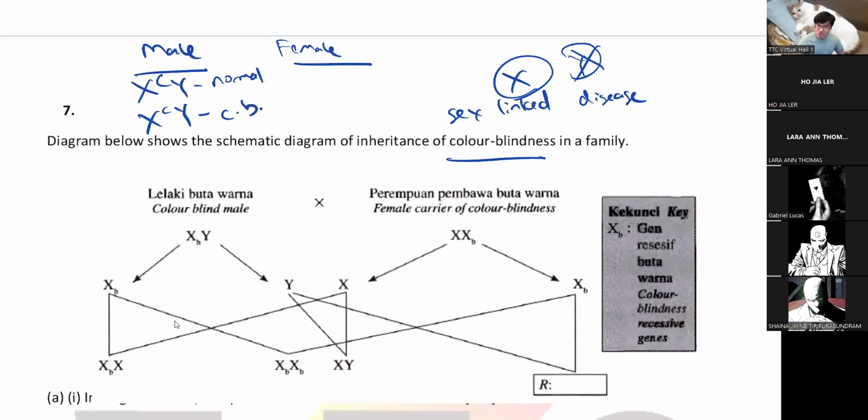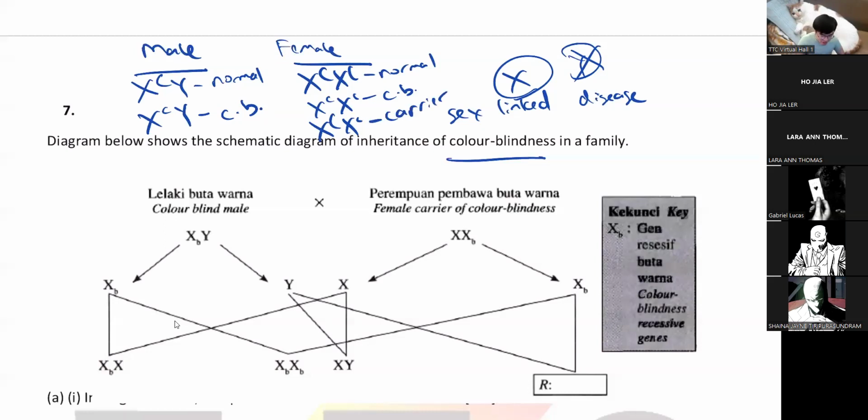For girls, this is a little bit more complicated. You have X big C, X small c. Big C is normal, small c is colorblind. And for girls, there's one more possibility, that is X big C X small c. In this case, this is what we call a carrier.